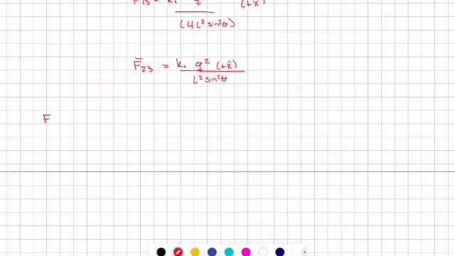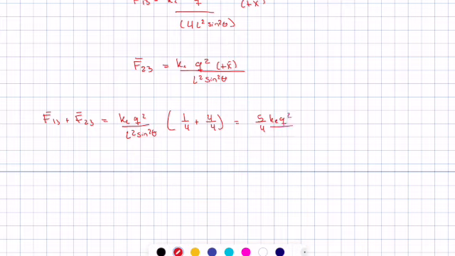So we just have to add up F13 and F23. We do that by just taking everything that's in common out to the left, so k_e q squared over L squared sine squared theta. And then here we have a 1 over 4 plus a 4 over 4. Right, so this is just multiplied by 1, this is multiplied by a quarter. And that is going to give us 5 over 4 k_e q squared over L squared sine squared theta. And remember that this is going to be in the plus x hat direction.